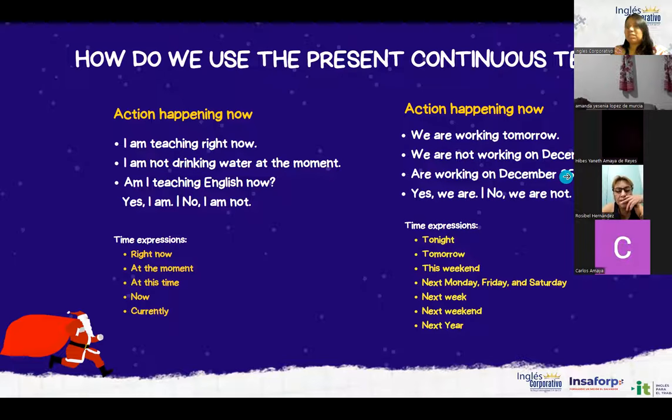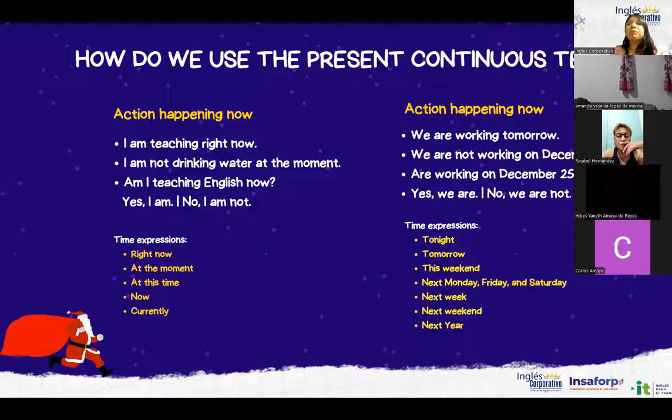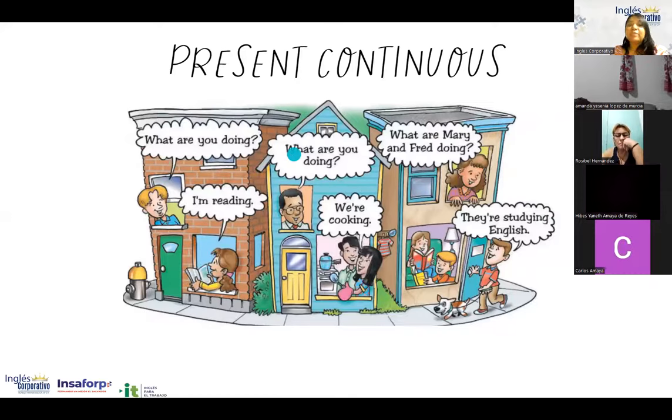Okay, guys. What are we missing on this example? What are we missing? Is this question correct? No. What are we missing? ¿Qué nos hace falta? We, the subject, right? So, are we working on December 25th? Yes, we are, or no, we are not. Which is the answer, okay? So now let's continue and let's take a look at some questions, okay?